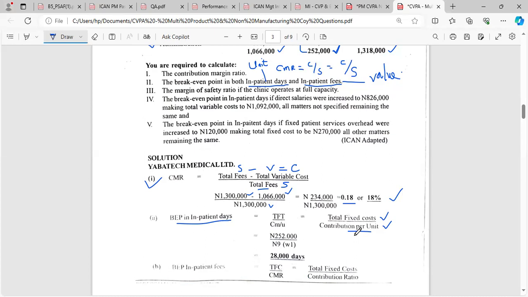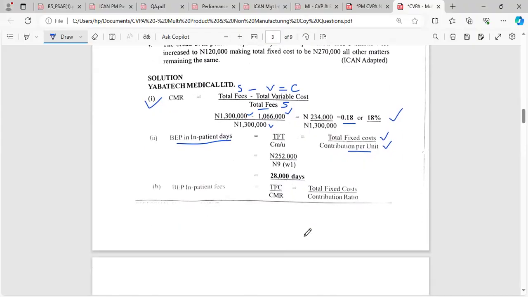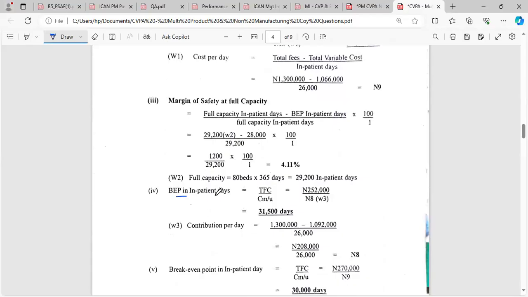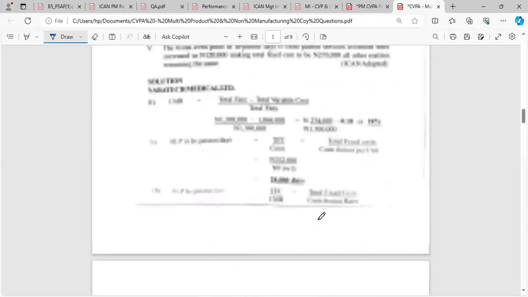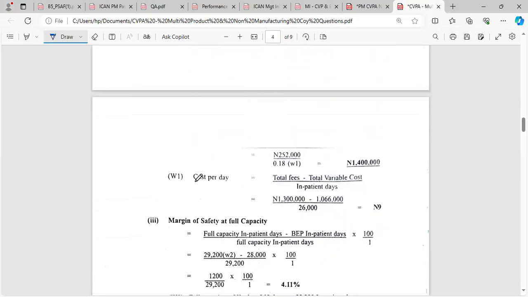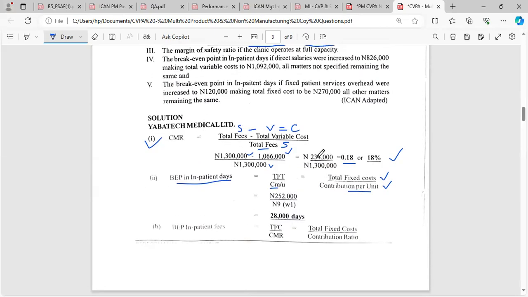Since we know our total contribution, don't forget that we're working on inpatient days. Where did I solve that? Hold on, let me see where it was solved. Okay, this is it. Since we know our contribution margin, what's our total contribution? Our total contribution is 234,000, because sales minus variable cost is contribution.